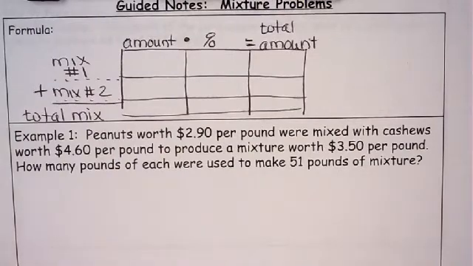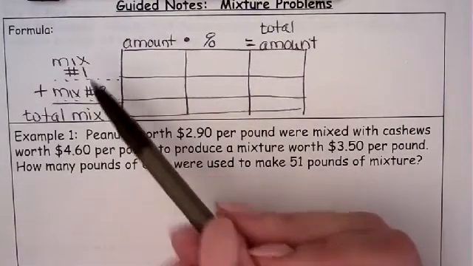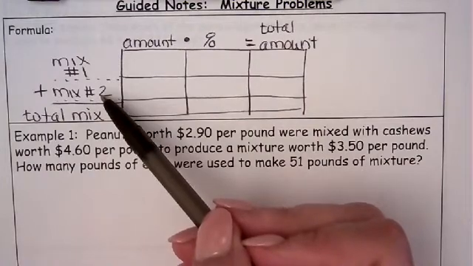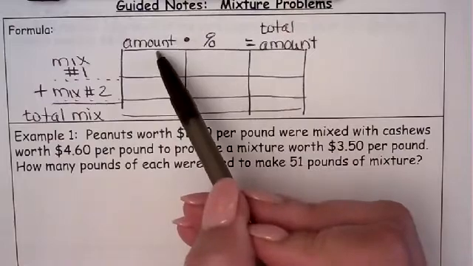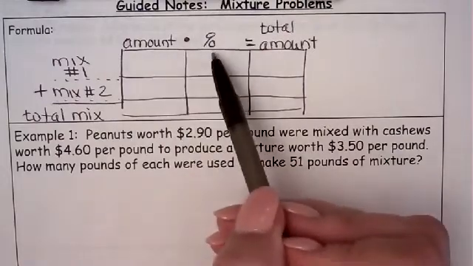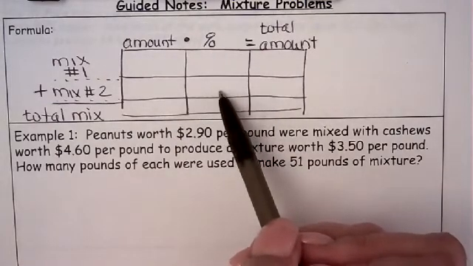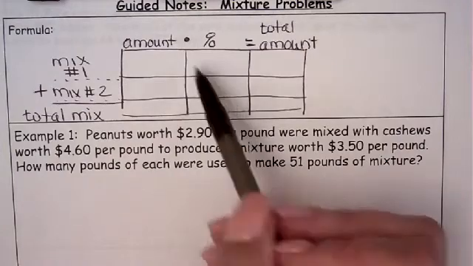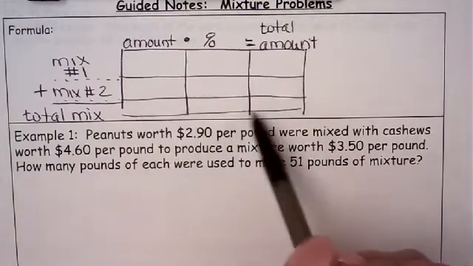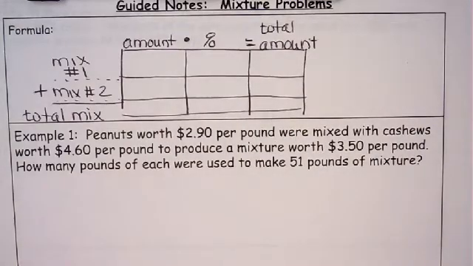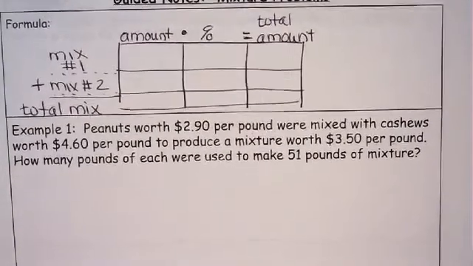Now, just a minute ago, I said if you want a different shade of red, you may add white to red to make it lighter. Mix 1 might be the red paint. Mix 2 might be the white paint. Over here would be how much of each we're going to put in. And of course, you mix it all together, and then here you're going to have your totals.